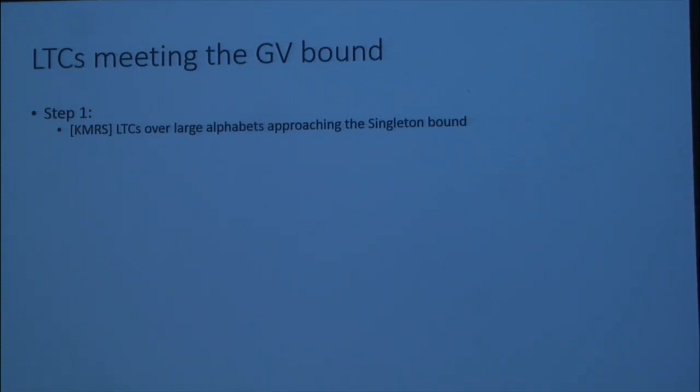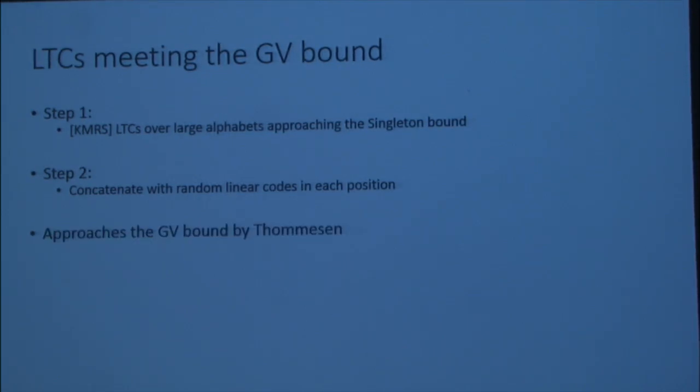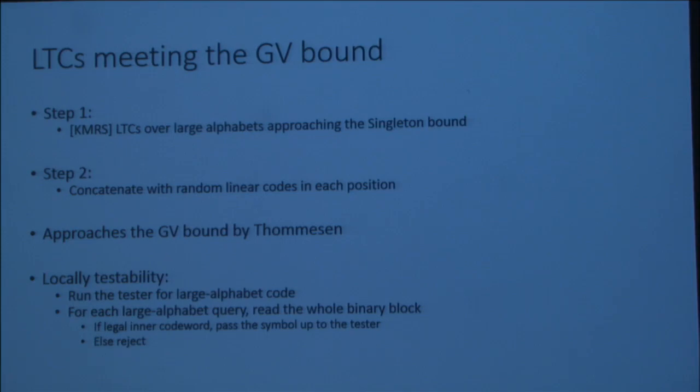So here's how you get LTCs meeting the GV bound. We already got LTCs over large alphabet approaching the singleton bound. That was what the previous paper constructed. You take these LTCs, you concatenate them with random linear codes in each position. By Thomason's result, it will approach the GV bound. So these are not codes on the singleton bound, they're really close to the singleton bound. They approach it, and you just check in Thomason's proof and make sure that these will approach the GV bound. And they do approach the GV bound.